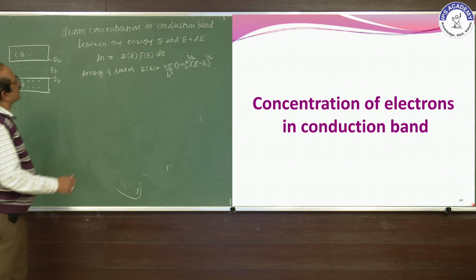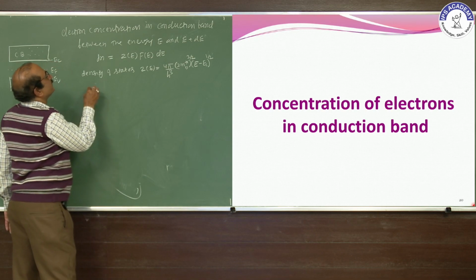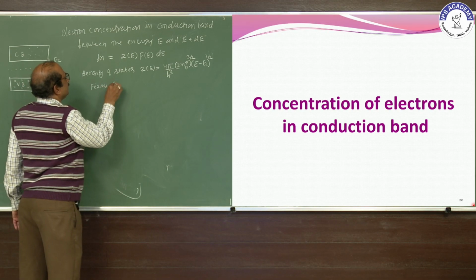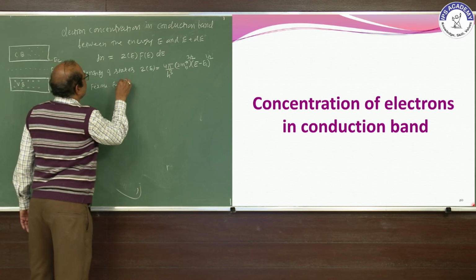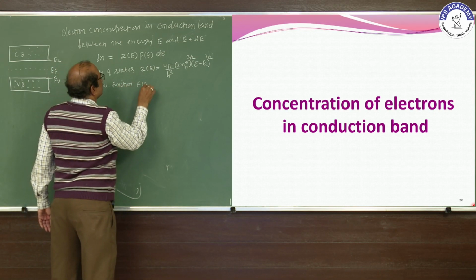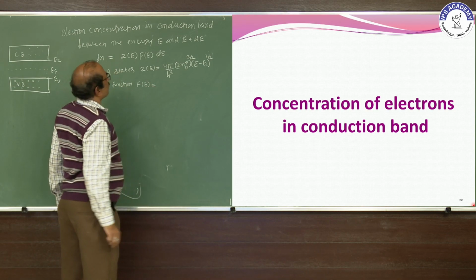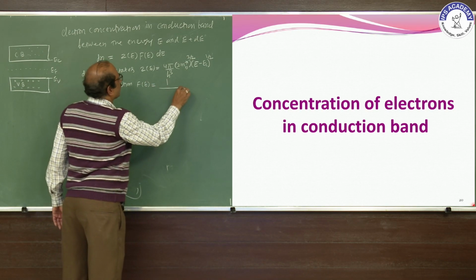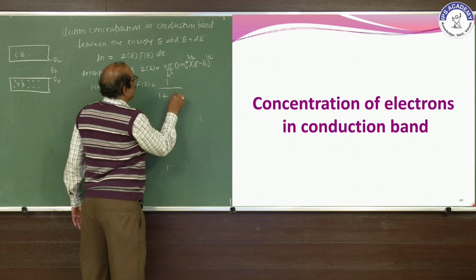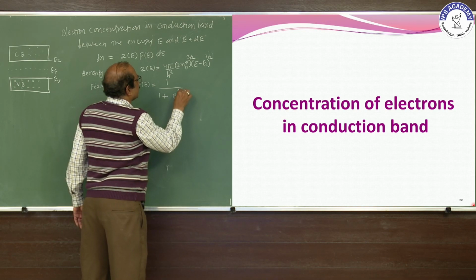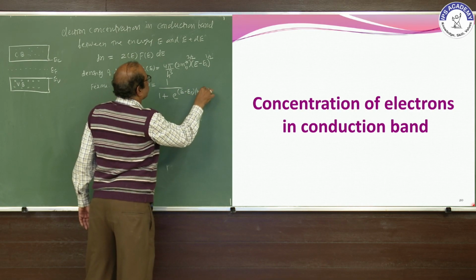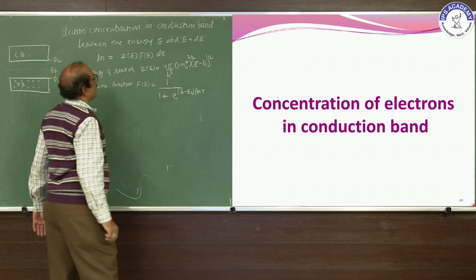And you know the Fermi function. The Fermi function shows the probability of occurrence of an electron in a particular state E. So the expression for this can be written as f(E) equal to 1 over 1 plus e to the power (E minus EF) by KT.